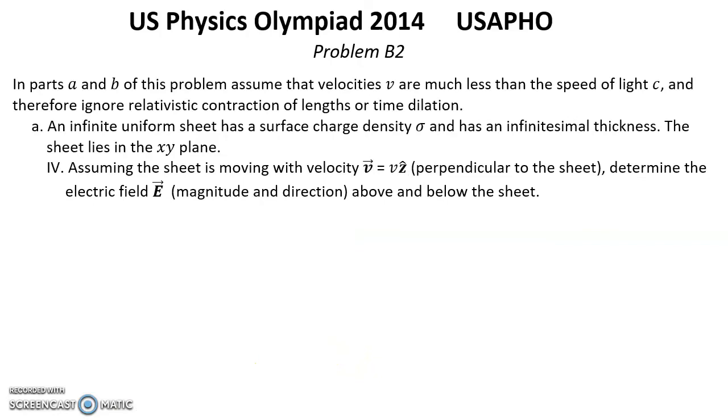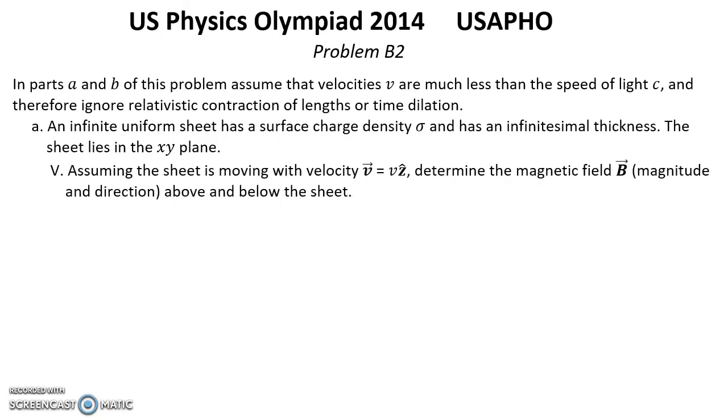Question 4. Assuming the sheet is moving with velocity v in z direction, determine the electric field E above and below the sheet. Again, the motion does not affect the electric field, so the answer is the same as that for question 1. Question 5. Solution. Applying Ampere's law and symmetry, there is no magnetic field above and below the sheet.